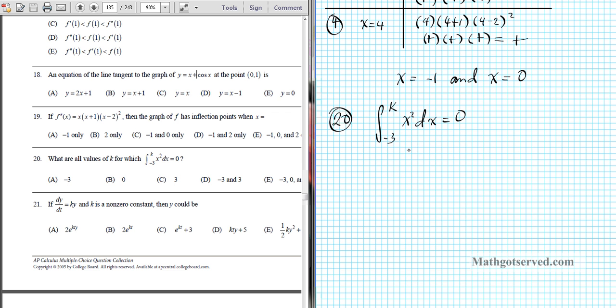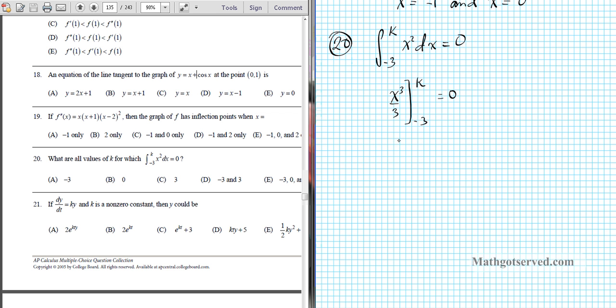We're going to be applying FTC part 2 afterwards. Okay, so using the power rule for integrals, the antiderivative of x squared is x to the third over 3. We're going to be evaluating this from negative 3 all the way to k, and then setting it equal to 0 and solving it. Okay, so using FTC part 2, plugging in the upper limit, we have k to the third over 3 minus, we plug in the lower limit, negative 3 to the third over 3, equals 0.